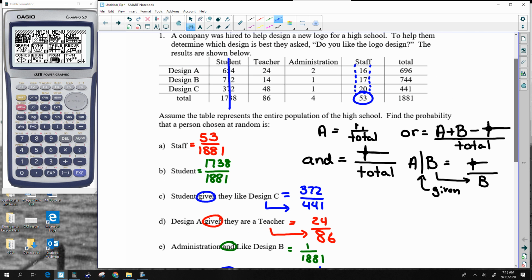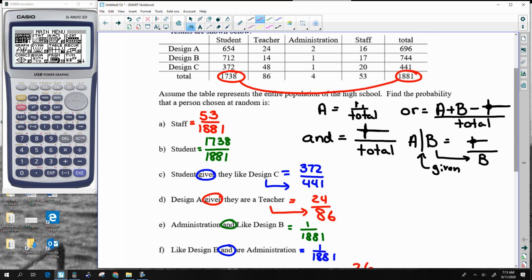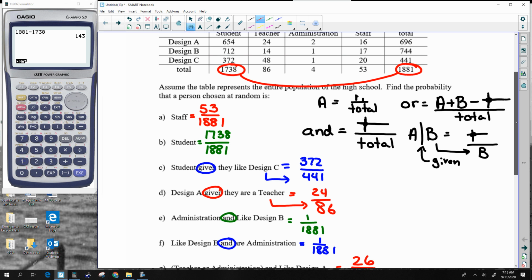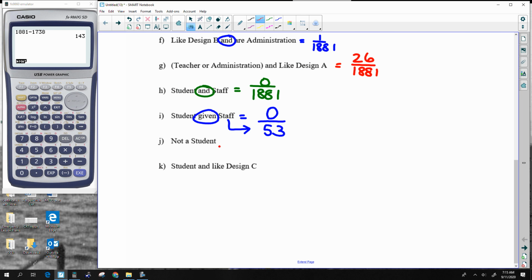Not a student. So the easiest way to identify how many things we're looking at when we're looking at not a student is if there's 1,738 students and there's 1,881 total, that implies that there's 143 that are not students. So 143 are not students. Again, it's out of the grand total.